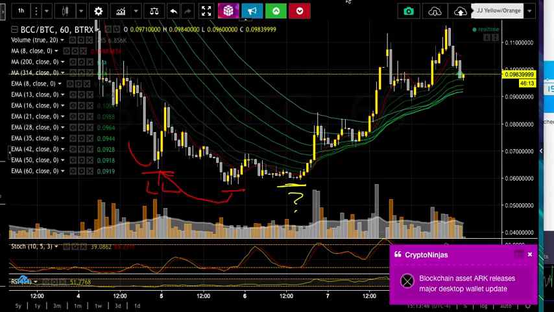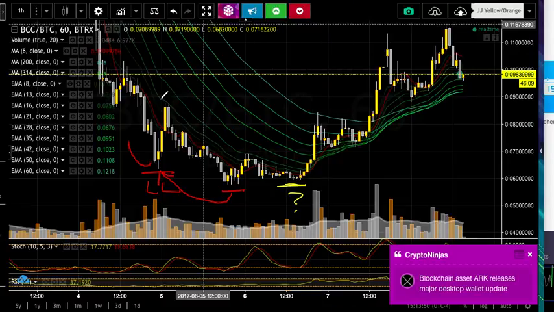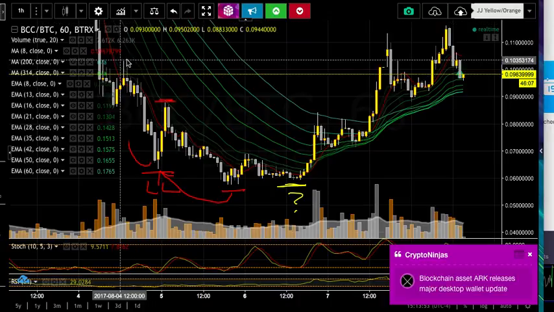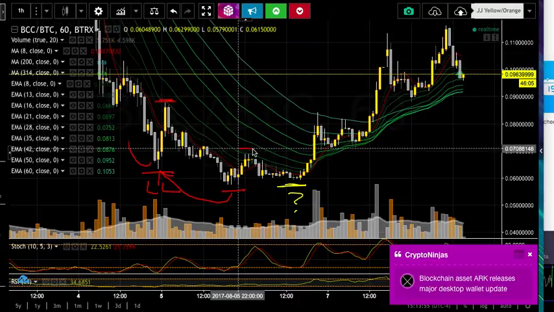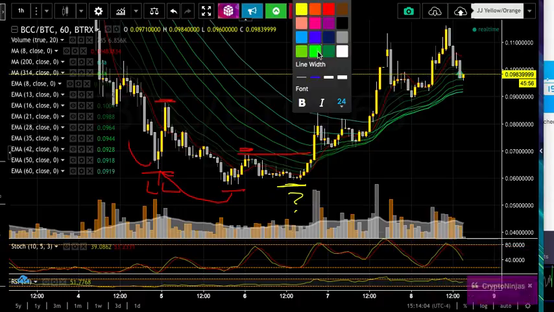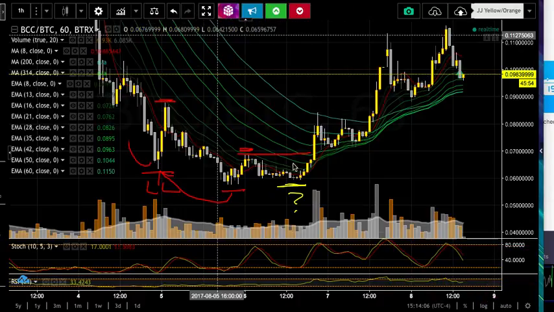Now the key pivot is the lower highs. So this was a lower high. This is a lower high. Oh, I can't draw there. This is a lower high. So getting above this line changed everything. And then you see the uptrend started once you got above here.